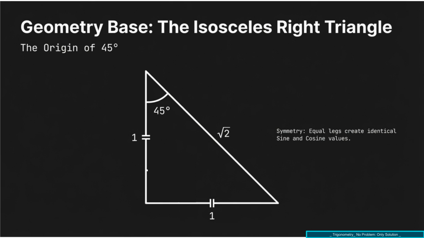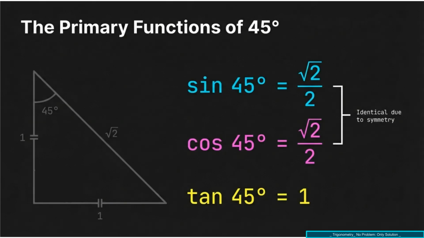We begin with the isosceles right triangle, which is the origin of 45 degrees. The equal legs create identical sine and cosine values due to symmetry. Using this triangle, we find the primary functions of 45 degrees. Sine of 45 degrees equals square root of 2 over 2, cosine of 45 degrees equals square root of 2 over 2, and tangent of 45 degrees equals 1.